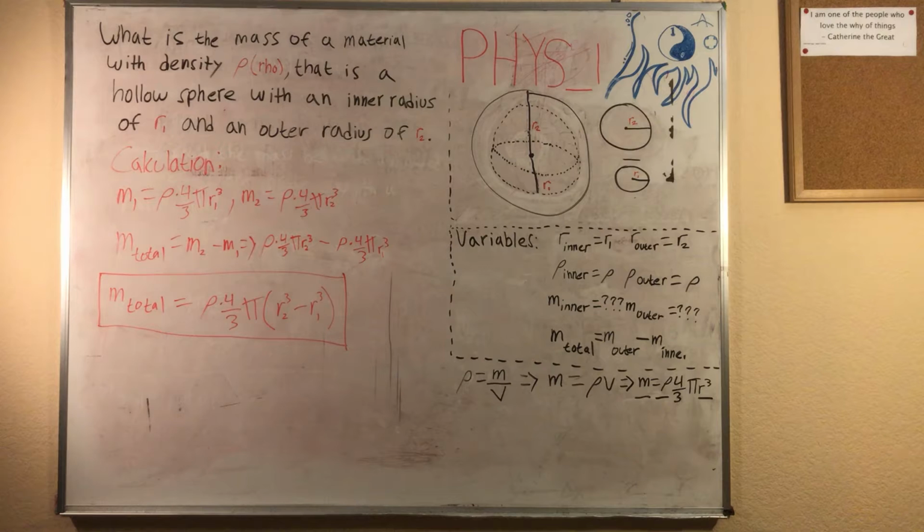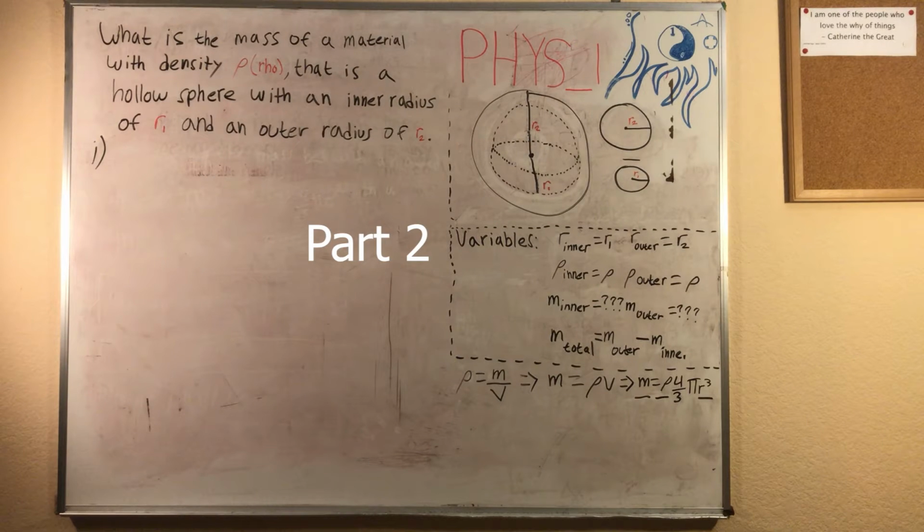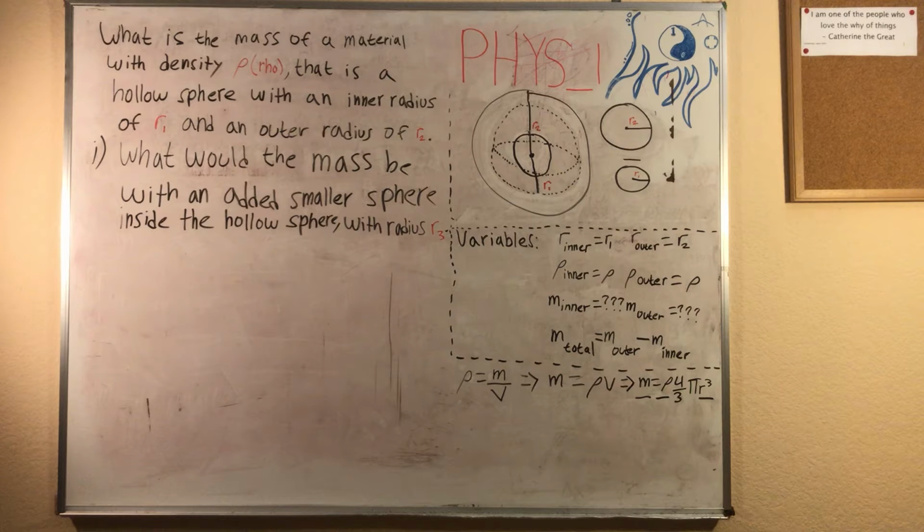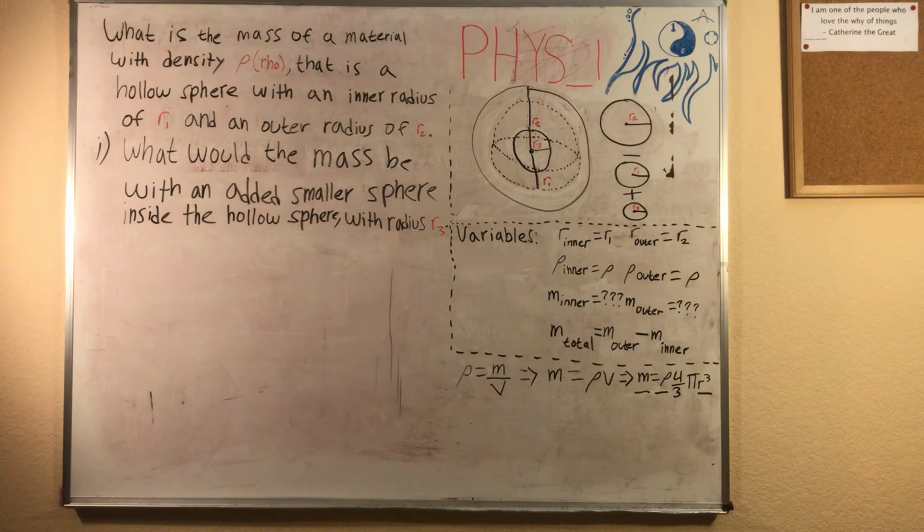Now that we have solved for this hollow shape, let's actually explore a little more and add another geometry shape to the problem. Part 2. Continuing with the previous question, what would the mass be with an added smaller sphere inside of the hollow sphere with radius r sub 3? Now we have a hollow sphere and a solid sphere. With the hollow sphere already drawn, we can just add a small solid sphere, or something sphere looking, inside, and mark the new radius r sub 3.